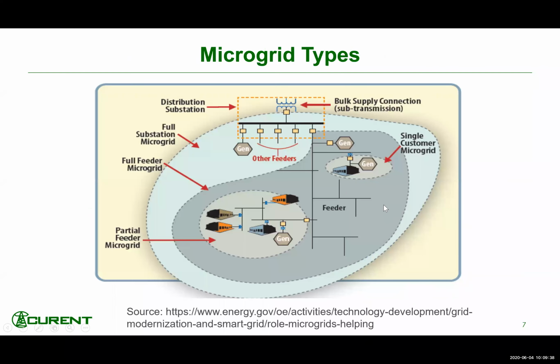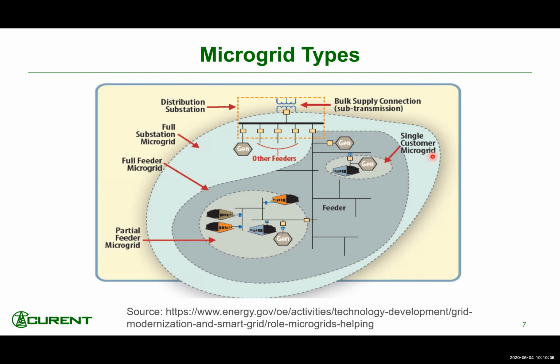For the microgrid type or definition, usually this is the definition from DOE, the Department of Energy. Based on the service area or coverage area, we can divide microgrids into 4 different categories. If the microgrid only serves a single customer, we call it the single customer microgrid.